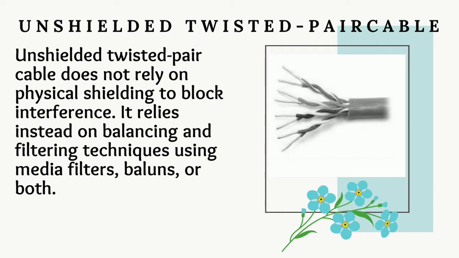The next cable wire is the unshielded twisted pair cable that does not rely on physical shielding to block interference. It relies instead on balancing and filtering techniques, using media filters or both. Noise is induced equally on two conductors and is cancelled out at the receiver. With a properly designed, manufactured, and installed UTP cable like a Cat6 UTP cable, the network is easier to maintain than one in an STP cable plant, with its shielding continuity and grounding issues.